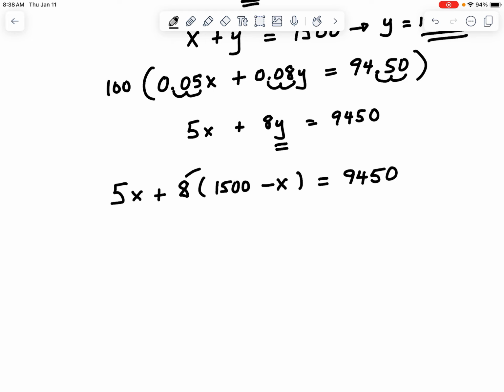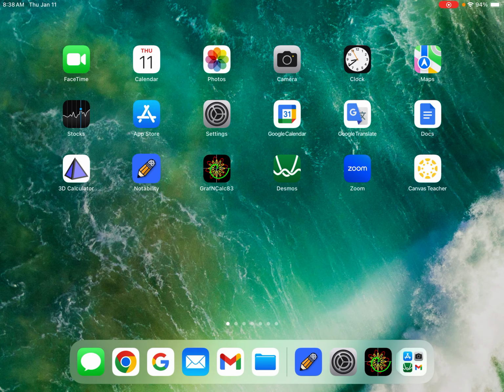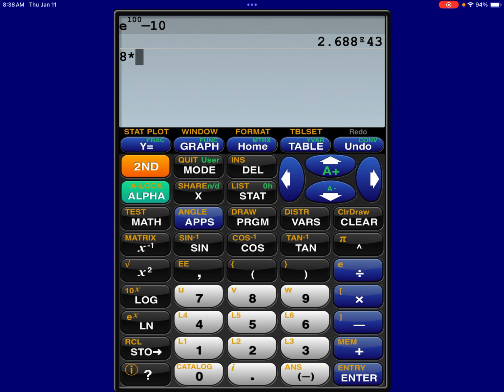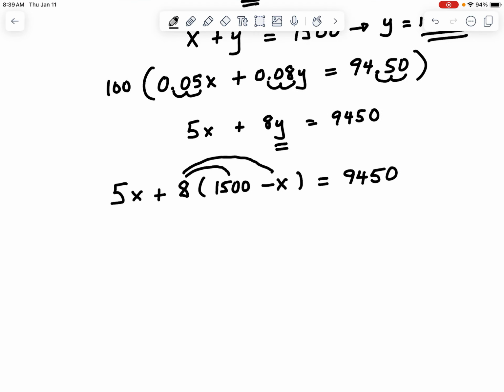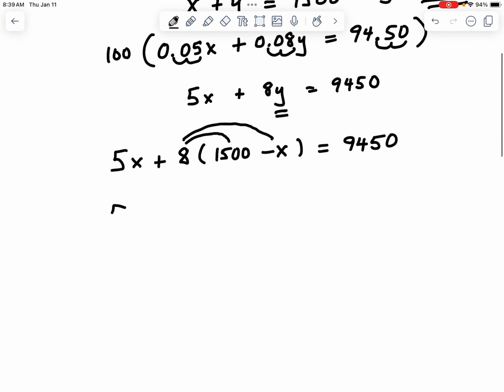And then just a few more steps. Distribute the 8 times the 1,500 and the 8 times the negative x. So what is 8 times 1,500? Good question. That is 12,000. I could go for $12,000 right now. So there's 5x plus 12,000, and then 8 times negative x, and then there's still the 9450.